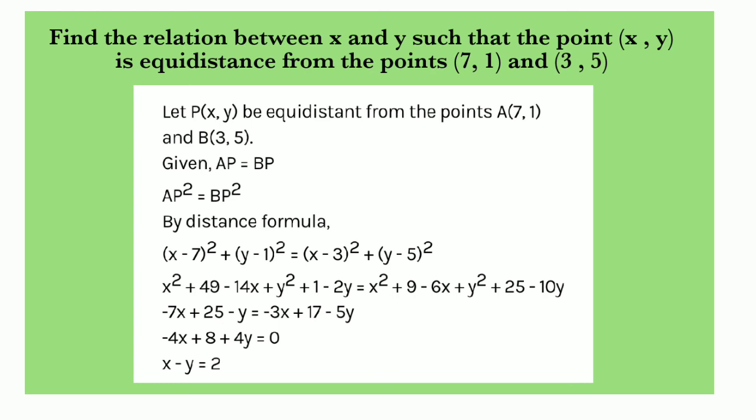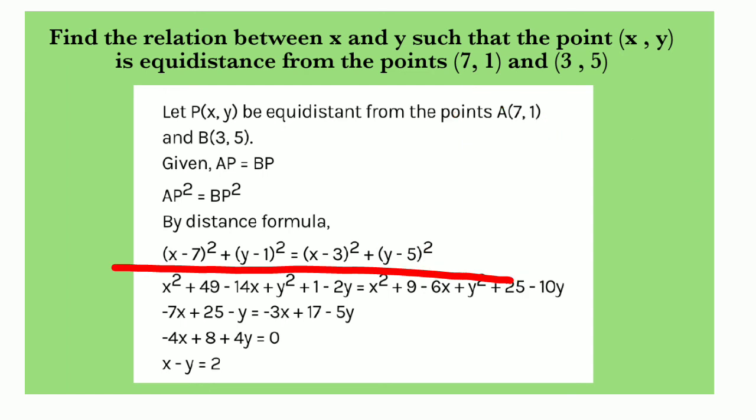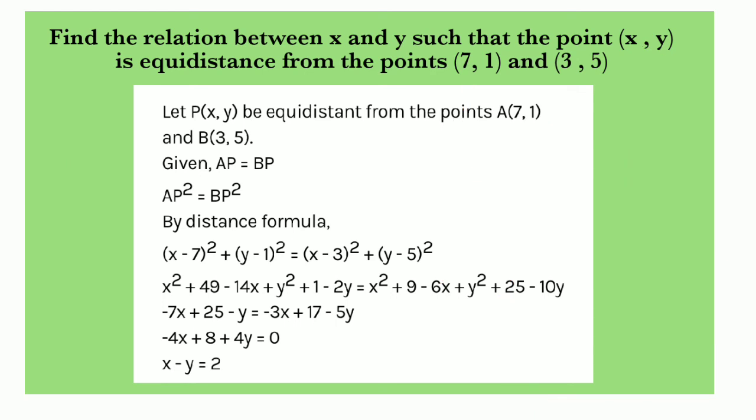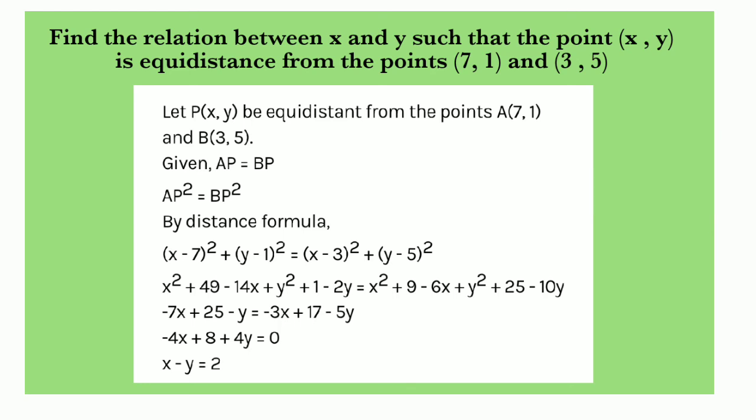Okay. So here on the left side, (x minus 7) whole square plus (y minus 1) whole square is equal to, on the right side, BP square, so (x minus 3) whole square plus (y minus 5) whole square. Expand using (a minus b) whole square and (a plus b) whole square. The identities you already know. You will get the left side and right side of the equation, and solving or simplifying these by using the transposing method, you will get minus 4x plus 8 plus 4y equal to 0. Again simplify, you will get x minus y is equal to 2. This is the relation between x and y.